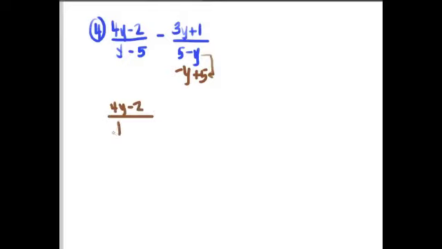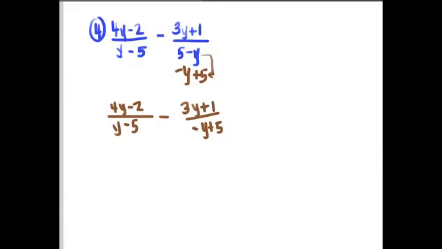4y minus 2 over y minus 5. I have that minus sign there, and then I have 3y plus 1 over negative y plus 5. Okay, so I still have an issue, though. I want the denominators to look the same so bad.